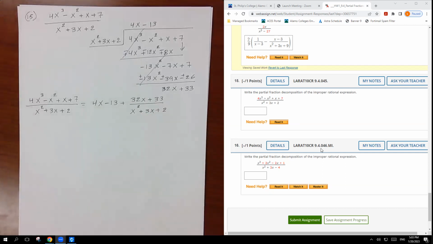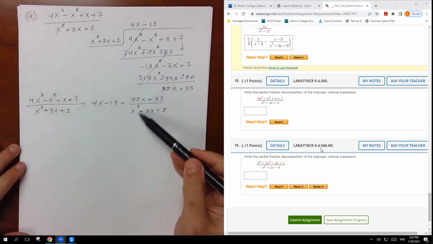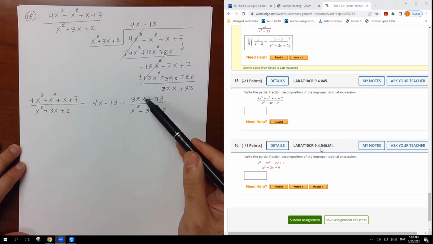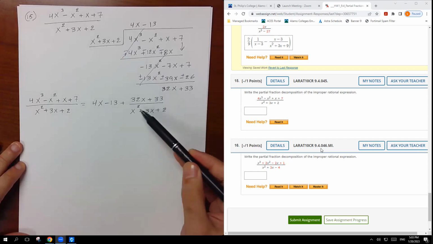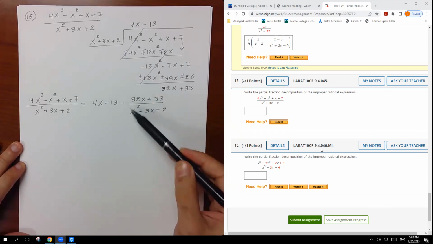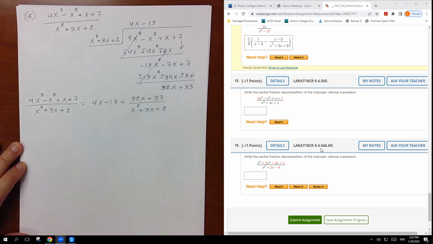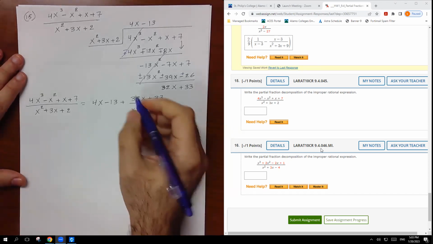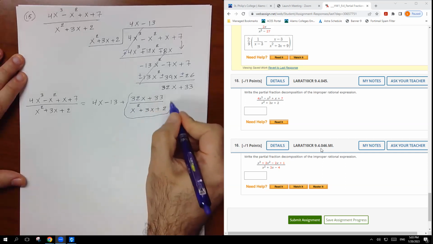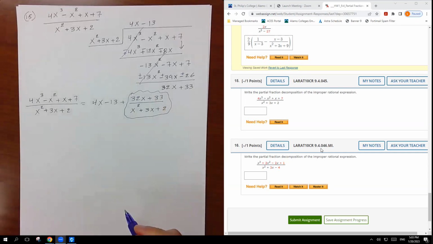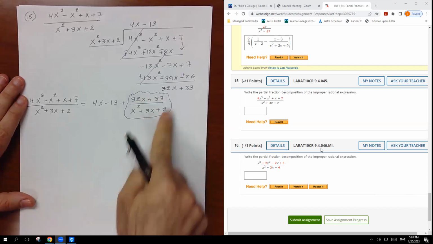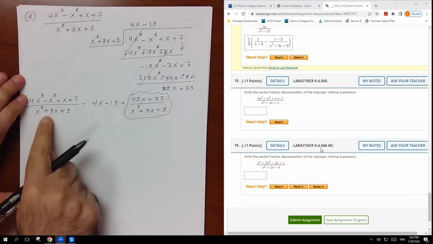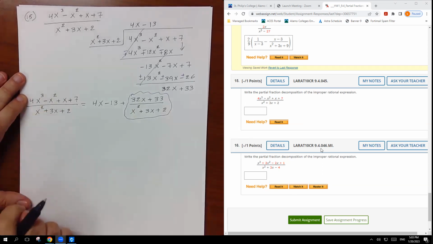Now we've done the first step. If you look at this part, it's a proper fraction. In 32x plus 33, the highest exponent is 1. The highest exponent here is 2. So we're going to find the partial fraction only for this part. So now, the next step, we're going to work only on this one to find its partial fraction. Let's check how we're going to do that. We're going to write down this one here. Then when we finish, we're going to go back and plug in everything here. We're going to get the result for the rational expression here.